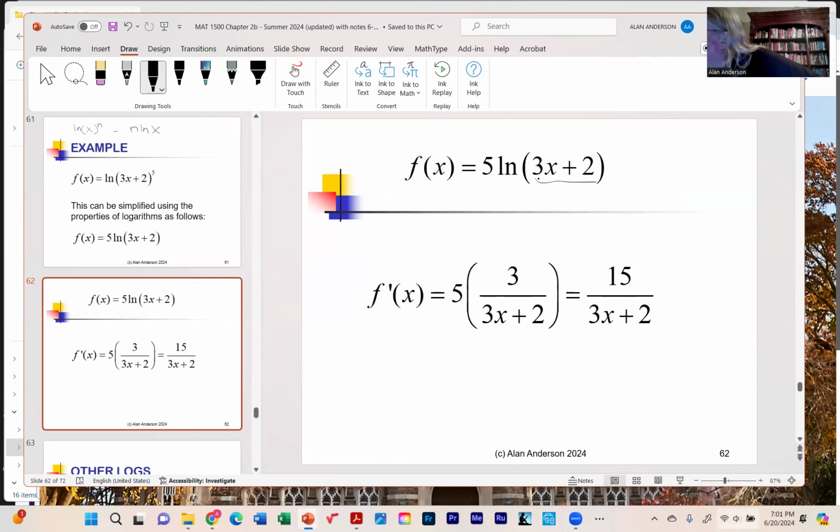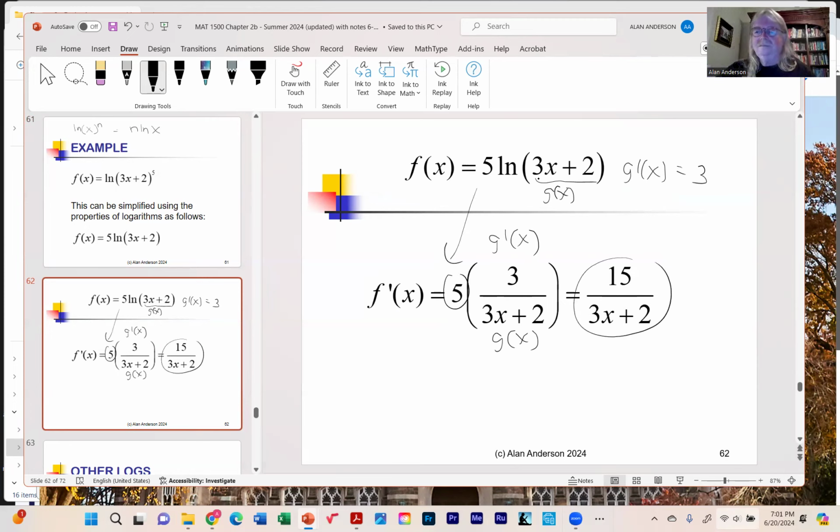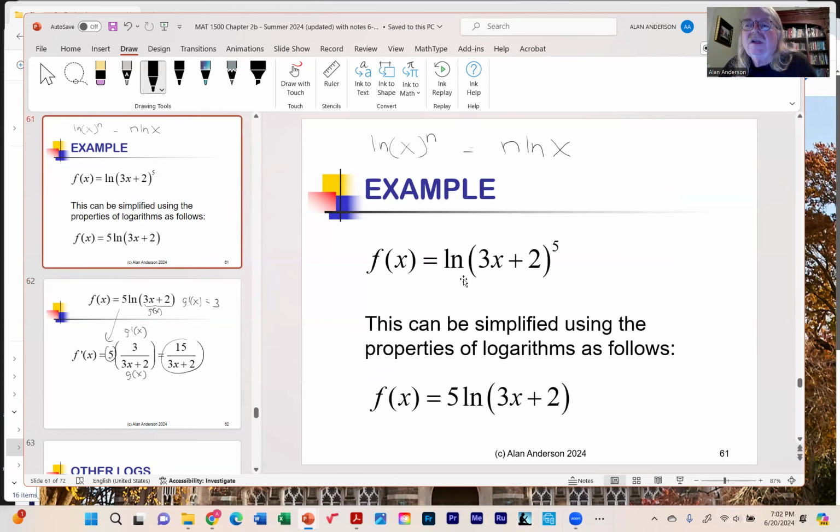And here, this means that g of x is 3x plus 2. g prime of x would just be 3. So here we have g prime of x, we have g of x. The 5 stays on the outside of this, and we end up with this result. So again, we basically saved ourselves a lot of potential grief by using the logarithmic properties, especially when there's exponents involved.